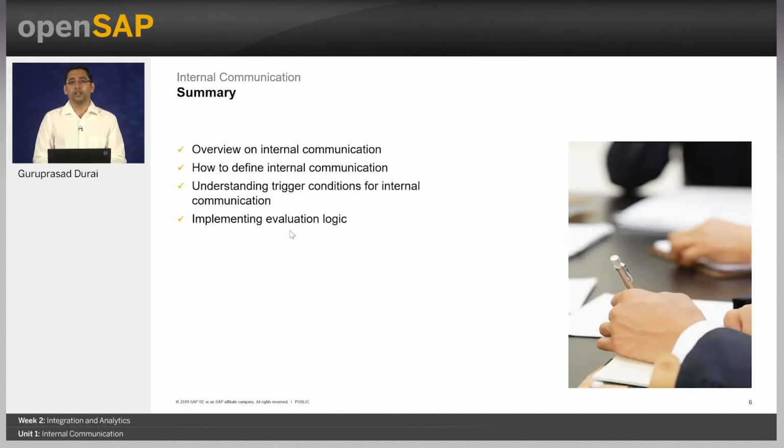Let's look at the key takeaways of this unit. We understood why internal communication is required, what are the insights into the various aspects of the evaluation conditions, and then finally, we created internal communication as part of the solution and defined a start condition. Just like the previous units in week 1, an exercise for this unit is also available. Please try out and get hands-on experience on internal communication. In the next unit, I will give an overview on web service and how to create custom web service. See you in the next unit.